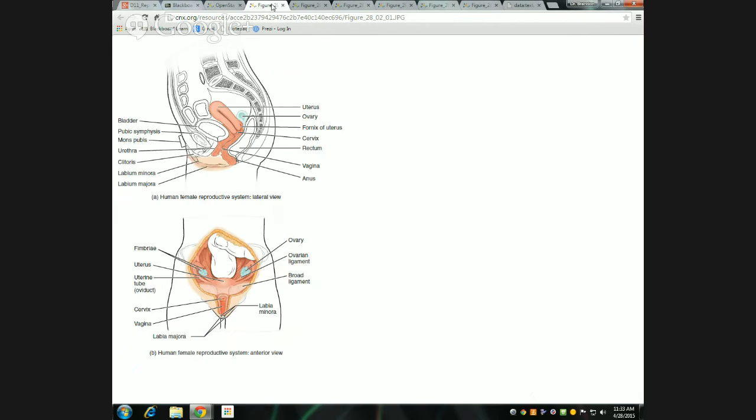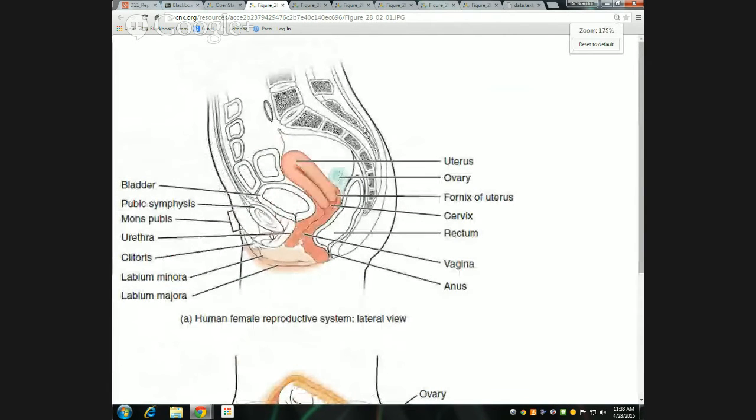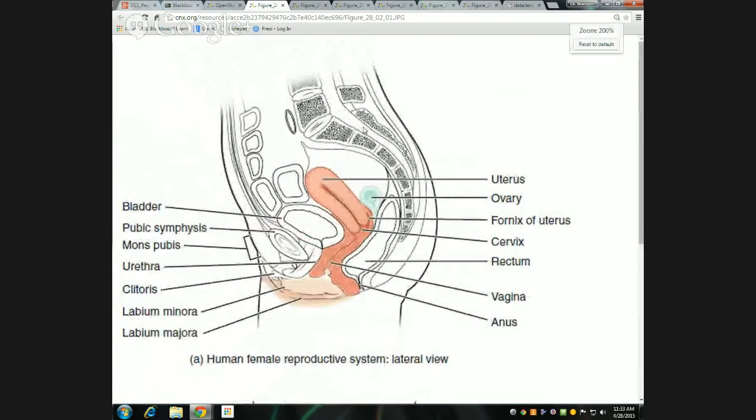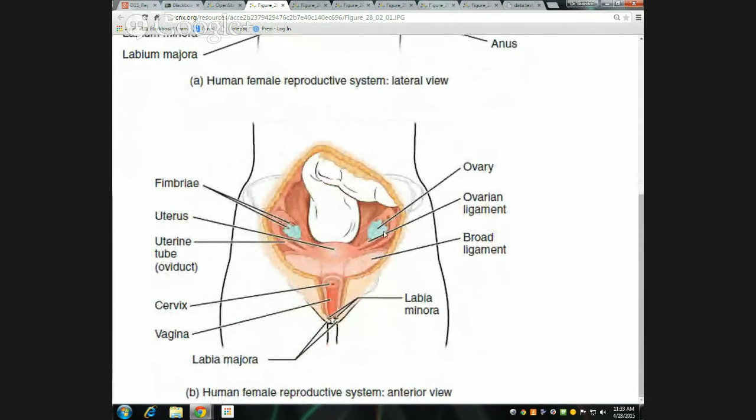The female reproductive system, the organs that are involved. The ovary is the reproductive gland, which is where the egg cells are generated. We're going to talk about that process a bit more today. The sagittal view that we have here doesn't show the connection between the ovary and the uterus. We have to go to this anterior view here.